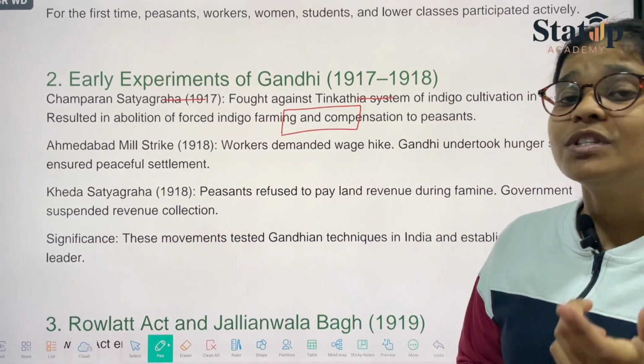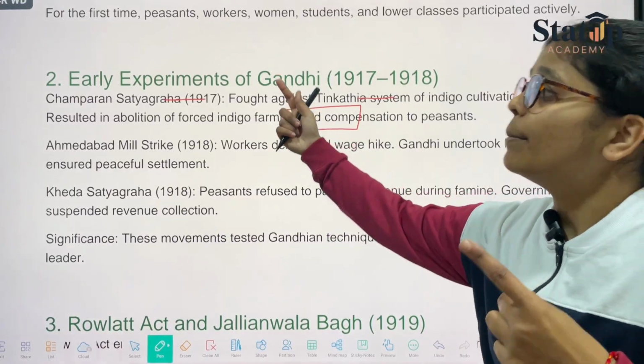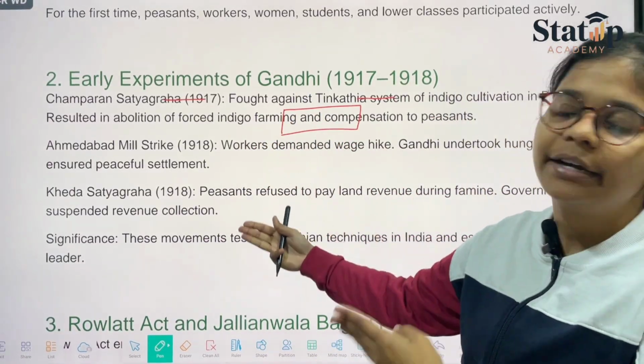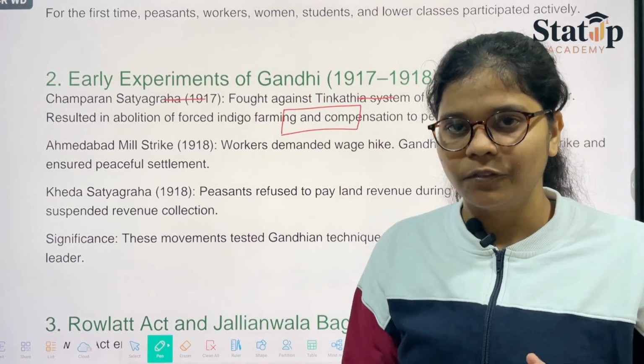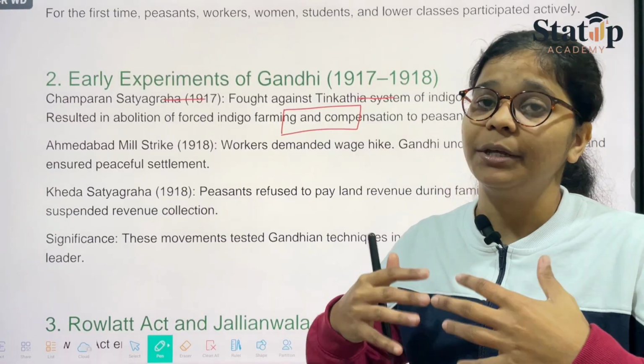So related to that, there are three movements. One is the Champaran Satyagraha, another is the Ahmedabad mill strike, and the third is the Kheda Satyagraha. So all these are important. This made Mahatma Gandhi believe that something has to be done because the Britishers were being very cruel and very brutal.